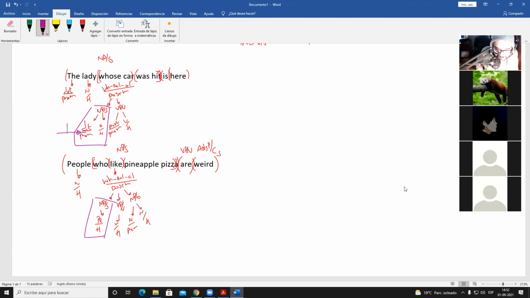En otros términos, podríamos decir que la diferencia está en que cuando es un relative determiner, requiere de la presencia de un noun head. ¿Sí? Perfecto. Y cuando es un relative pronoun, está por sí mismo. Esa es la idea. ¿Queda claro para todos?